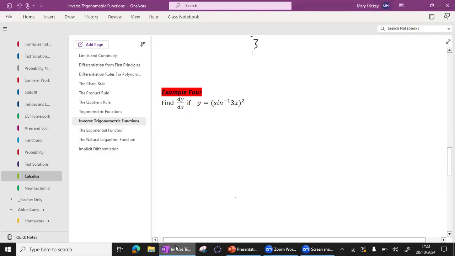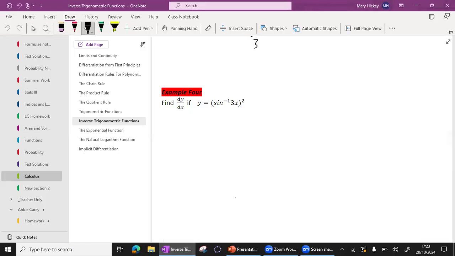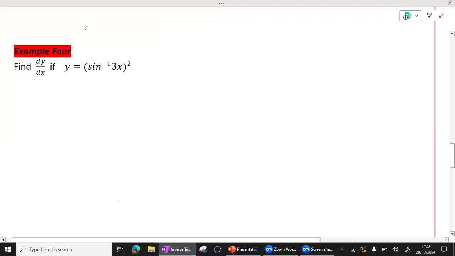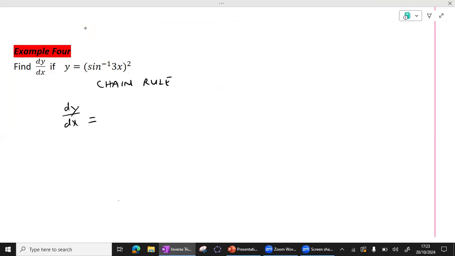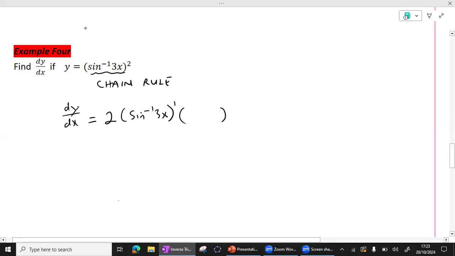Okay, so we'll just finish off from where we started on the inverse trig. So this question here, we can see is going to be our chain rule. So I'm going to just literally write down chain rule. And I have dy dx is equal to, so 2 comes down to the front, the bracket is unchanged, and the power becomes 1. Now remember, I'm not finished until I have differentiated what's in the bracket.